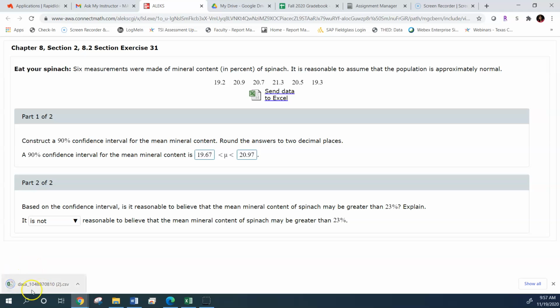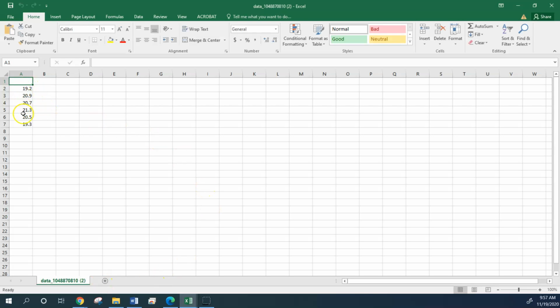It's going to open up a file down here at the bottom. Click on it, and you'll notice that it has sent your data to an Excel file. Excel has a couple of formulas that you can use to find mean and standard deviation. So I'm just going to come over here. I'm going to type in the word mean, and I'm going to type in the word standard deviation. And that just helps me know which one is mean and which one is standard deviation.